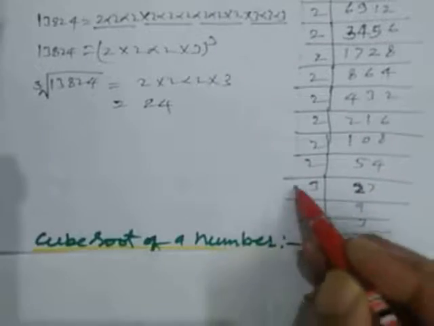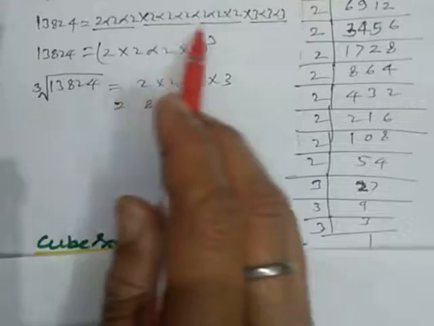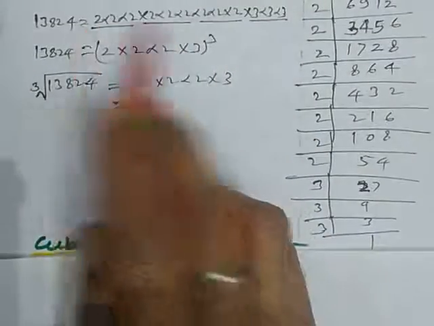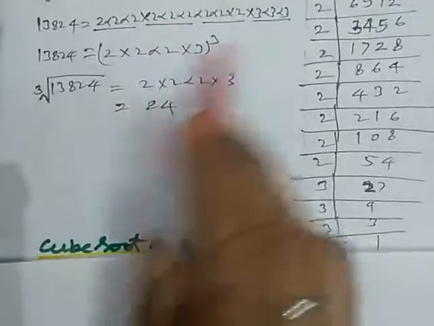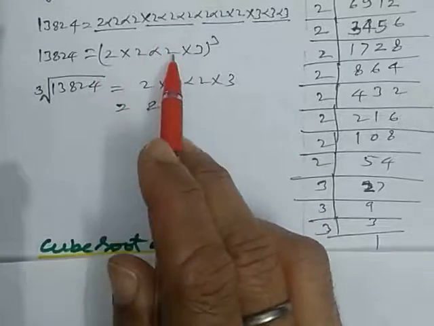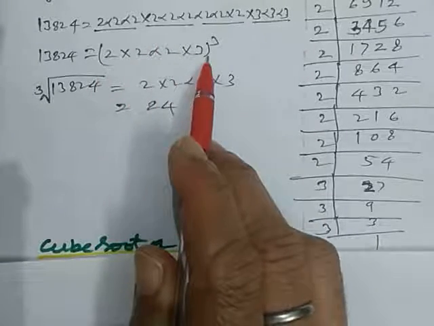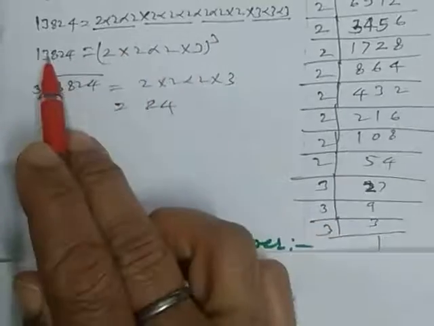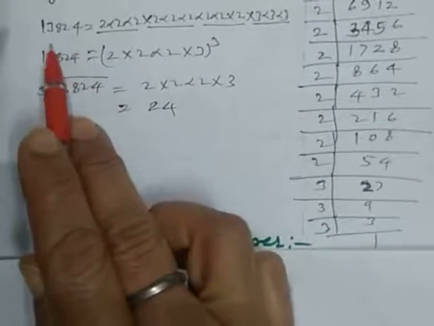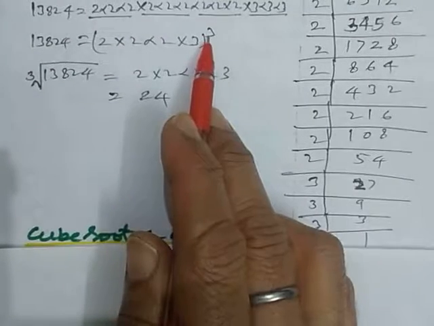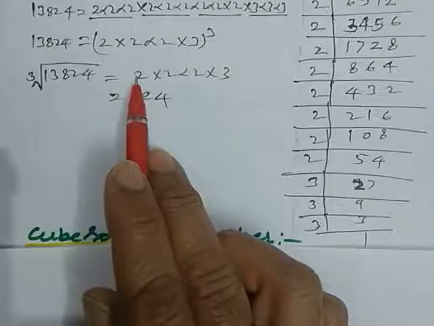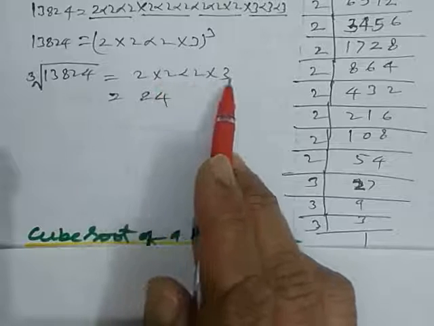This way we can take the pair of 3. So this way we can arrange the prime factorization and select one from each group. So we get 2 into 2 into 2 into 3, whole cube. So when we take the cube root of this, the power 3 is removed, and we get the answer 2 into 2 into 2 into 3.